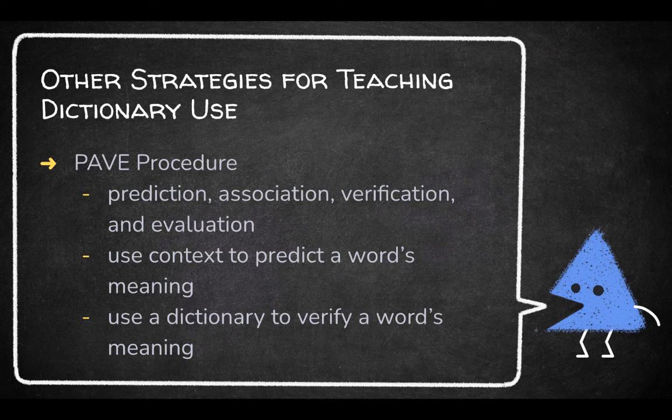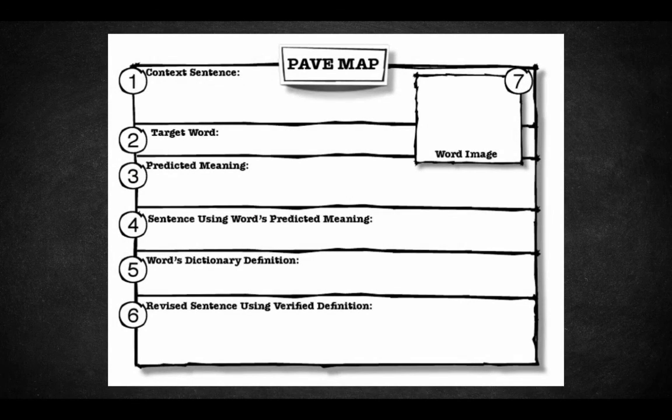Another teaching strategy for showing students how to use a dictionary to figure out unknown words is the PAVE strategy. PAVE stands for prediction, association, verification, and evaluation. It teaches students to use context to predict a word's meaning, and then to verify the meaning in the dictionary. A PAVE map can be used for this procedure. This map can be found in the appendix of the Teaching Reading Sourcebook.